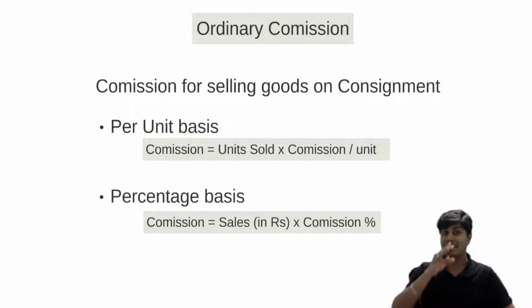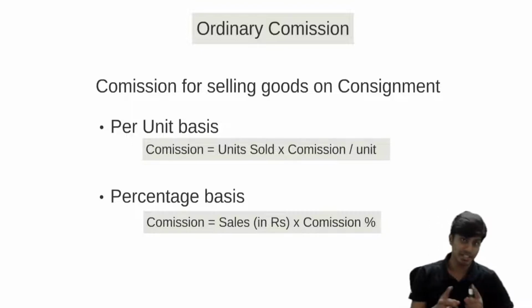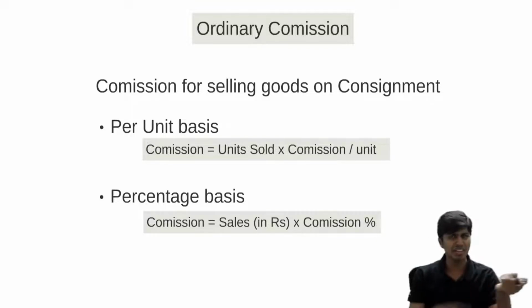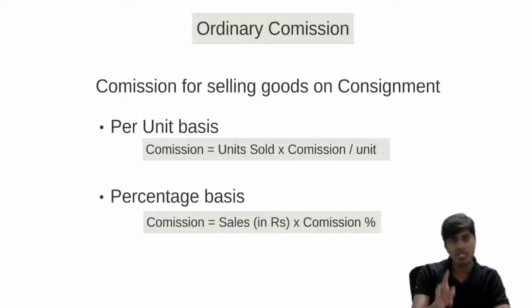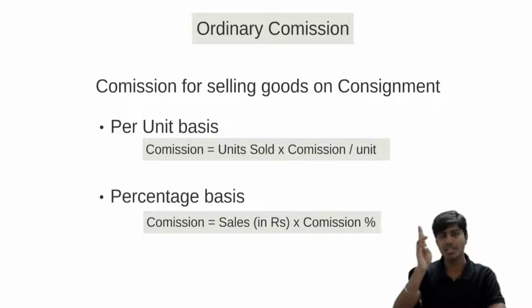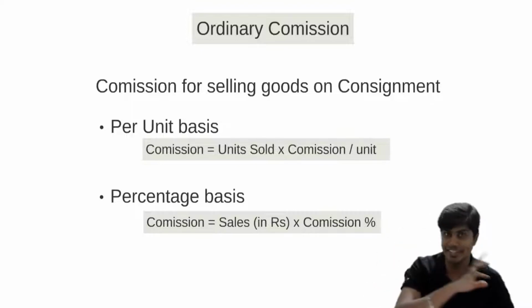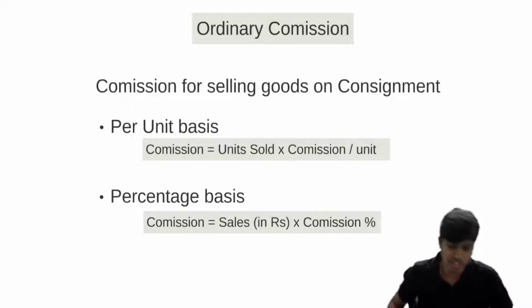Now, whether it is per unit or percentage is left to the discretion of consignor and consignee. They can agree upon it and mention it in their consignment proforma, and this would be provided to us in the question. The way they provide it is how we compute. We can't decide whether it is per unit or percentage. All we need to remember is to compute it on goods sold and not goods sent. Let's go to the next part.